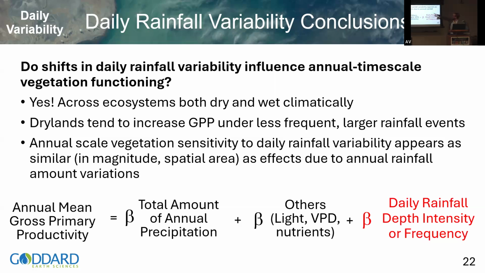We're a little surprised by this third bullet here. I almost still don't trust it, but that's what the regression showed, that daily rainfall variability appears almost similar in magnitude to the effects of annual rainfall amounts. I think that's kind of remarkable that we found that.